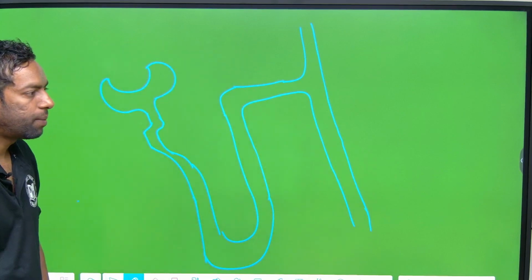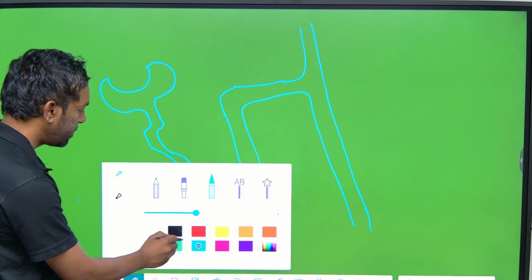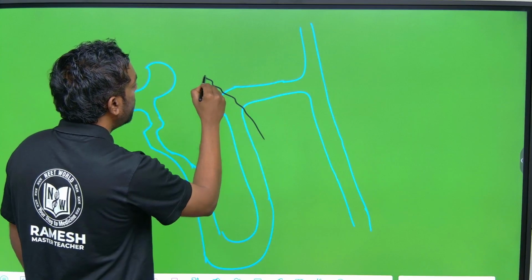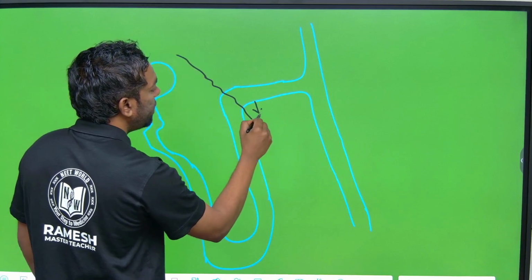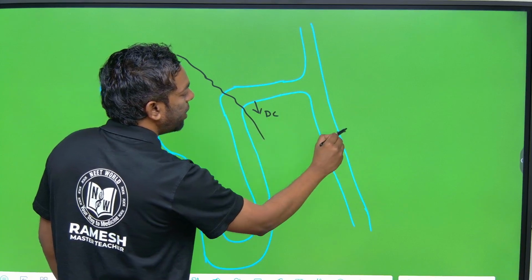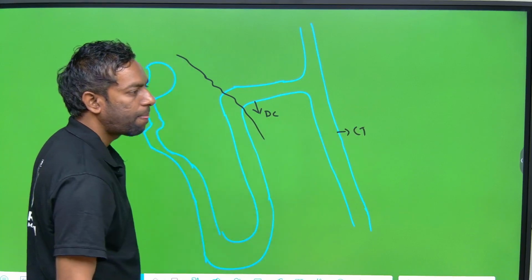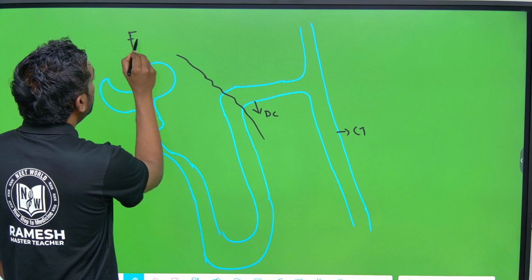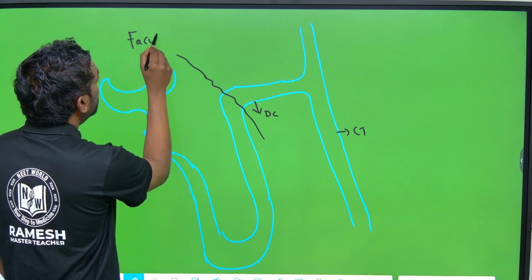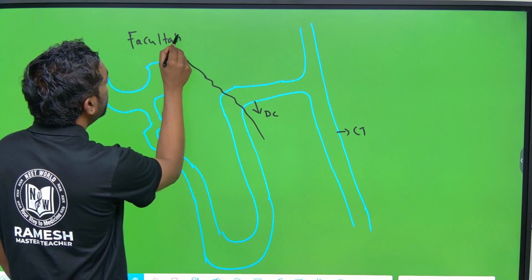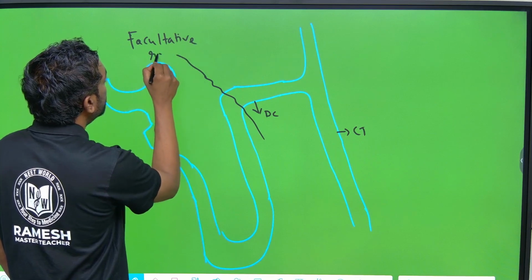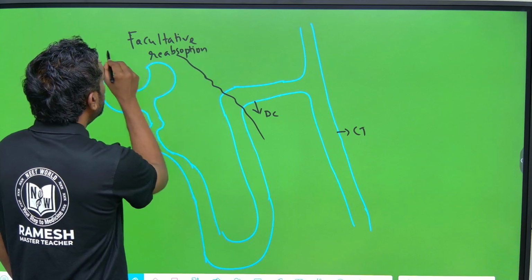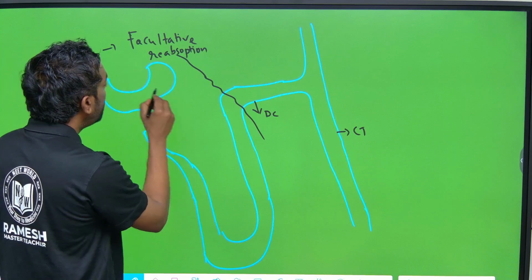This is the nephron. This part is the DCT, and this part is the collecting duct. This part is firstly involved in facultative reabsorption. Okay, facultative reabsorption means it is conditional.